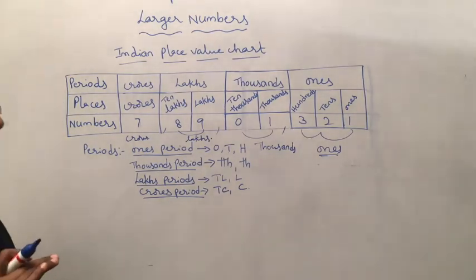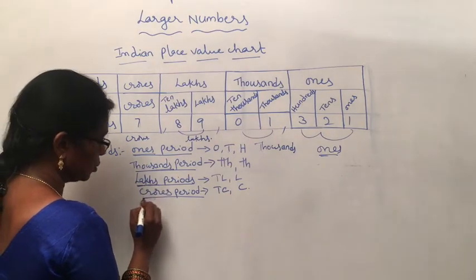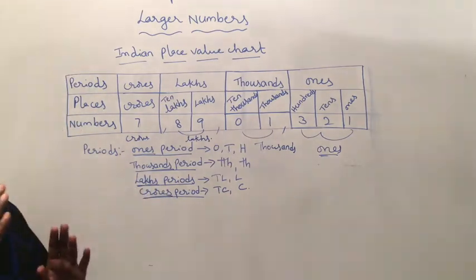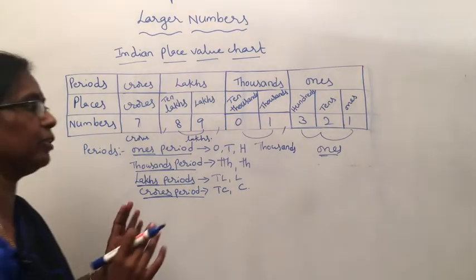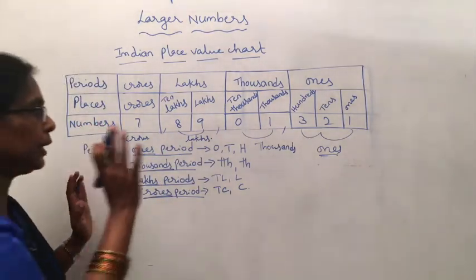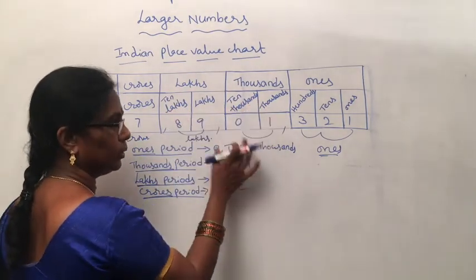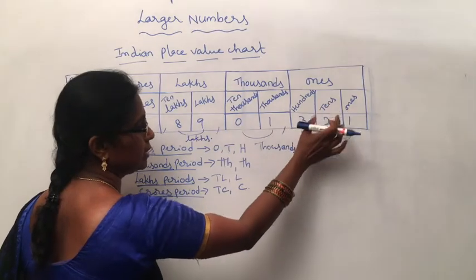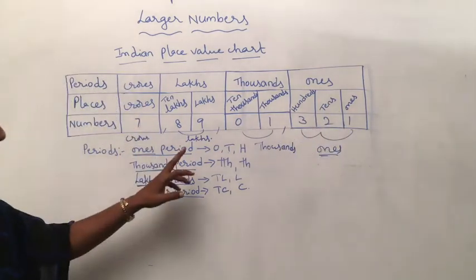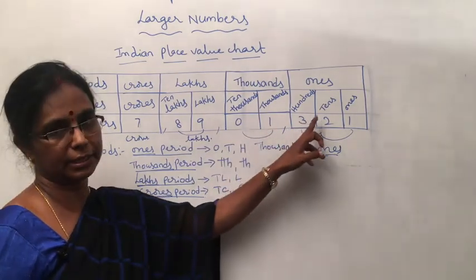Then how many periods are there? 4 periods. What are those? Ones, thousands, lakhs, crores period. First we have to divide the number as per periods and put the commas. Then we have to read the number together: 10 lakhs and lakhs together, 10,000 and 1000 together, hundreds, tens, ones together. Then how to read this number? 7 crores, 89 lakhs, 1,321.